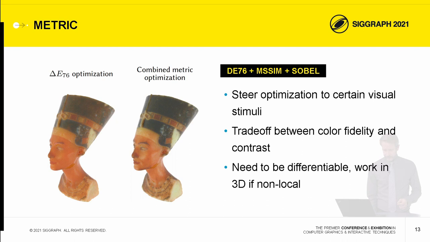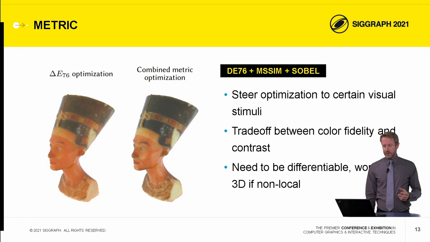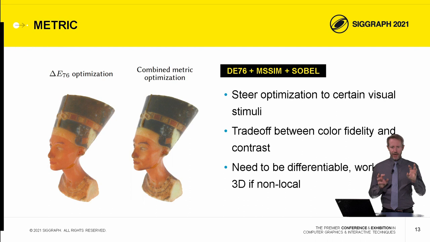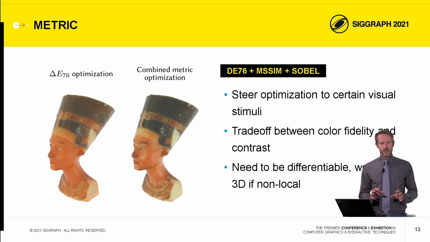To make the optimization favor these stimuli as well, we opted for using a combination of delta E76, MSSIM, and an edge detector. And we put them together using different weights, which actually allows us to adjust the optimization to favor certain visual stimuli. For example, we can adjust the optimization to get the best possible color image, or we can adjust the optimization to favor high contrast and sharpness of texture details.